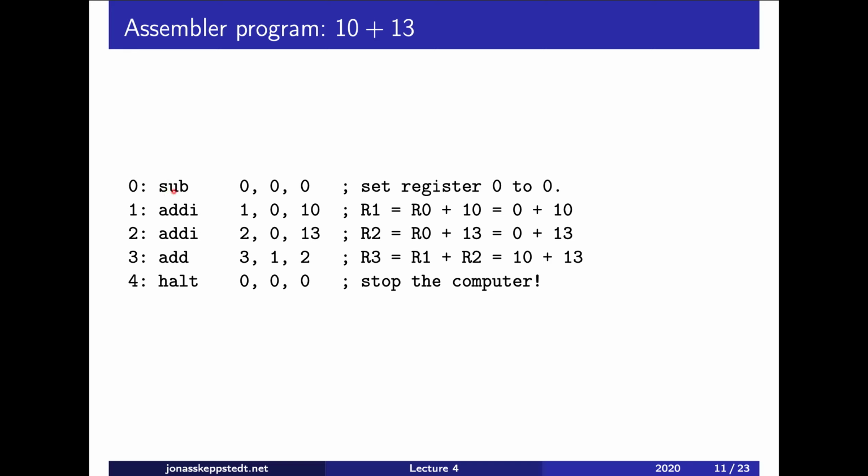So this sub instruction subtracts register 0 from register 0, which clearly becomes 0, and puts that in register 0. So what it does is to clear register 0. And then we can add register 0 and 10 and get the constant 10 in register 1. So that's what happens here. And the same for 13 and register 2. And then what we do is to add them. And then we halt the computer.